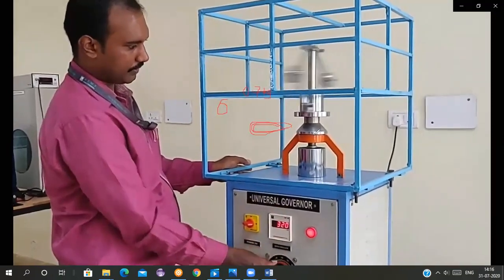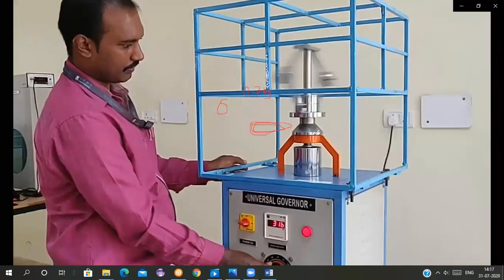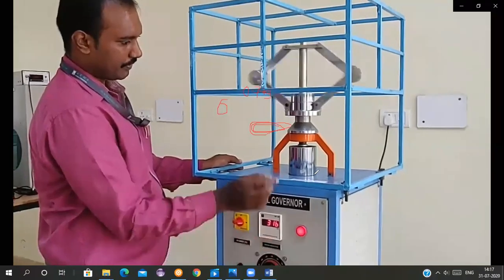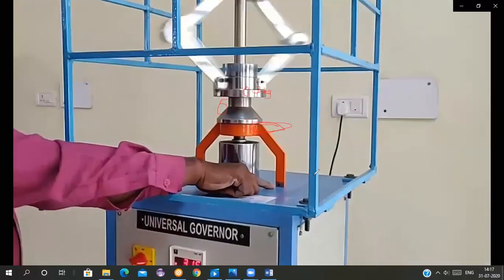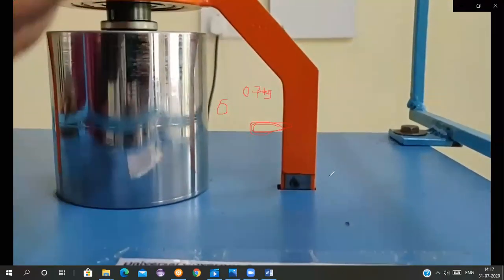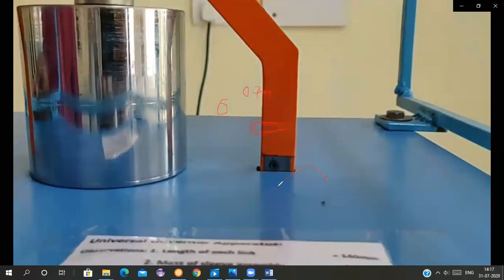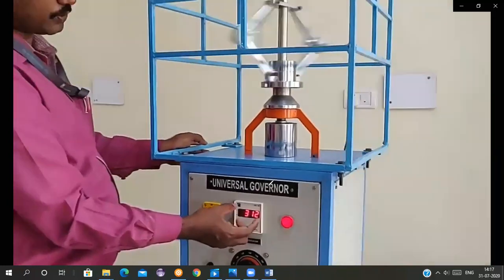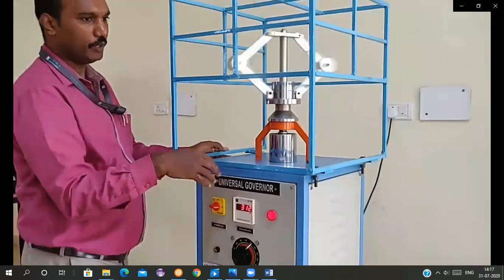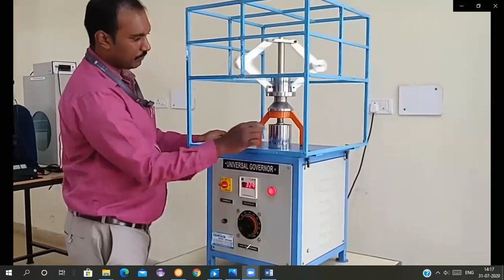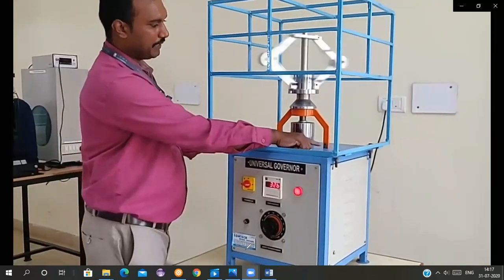At around 315, the sleeve lift is around 1 centimeter, shown here. The RPM is around 312. So what we have to do now is note down the speed and the sleeve lift.